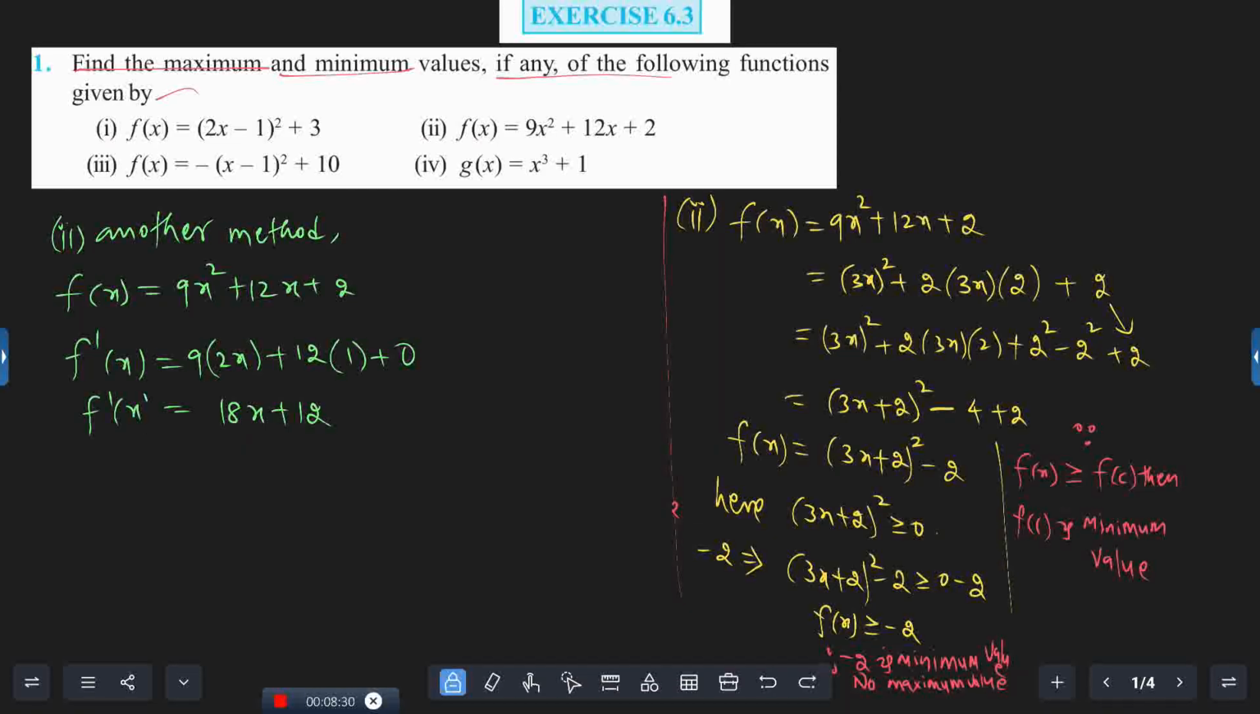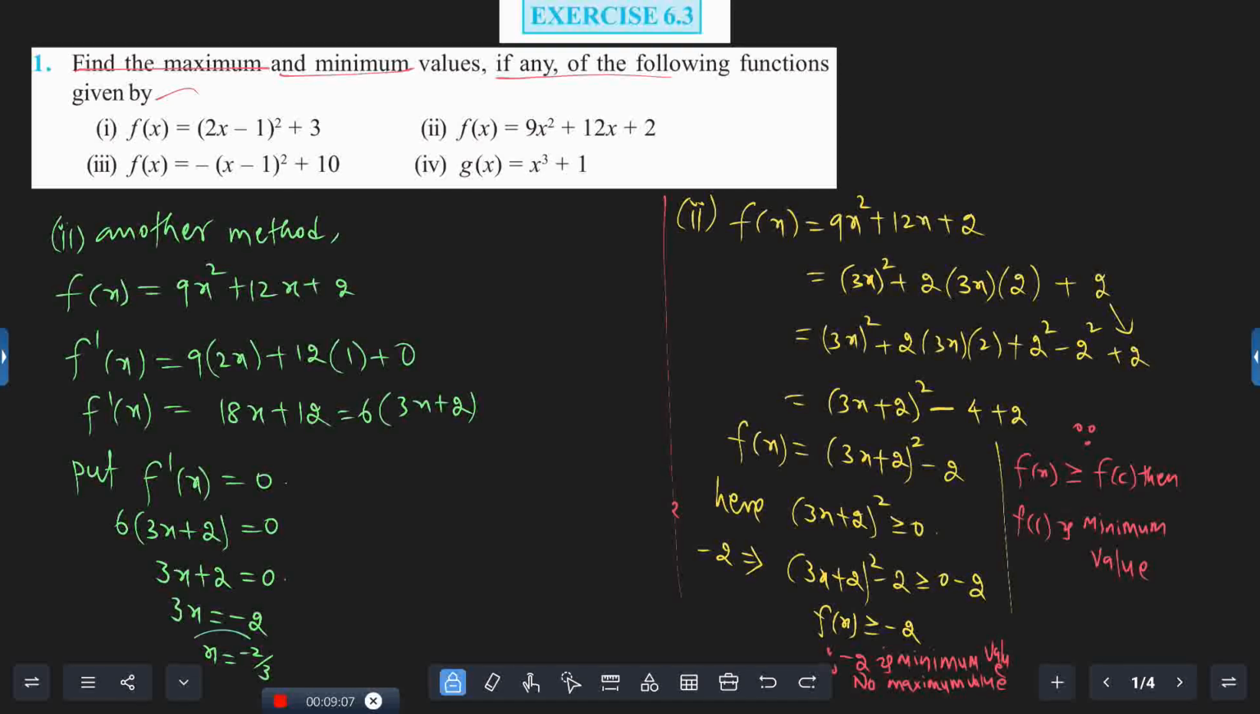To find the x value, we should put f dash of x equal to 0. You can simplify this: taking 6 outside, 3x plus 2. So 6 into (3x plus 2) equals 0. Multiply by 6, when you send it opposite, divide. 0 divided by anything is 0. Then 3x plus 2 is equal to 0. I need the x value, so when you send plus 2 opposite, minus 2. X is equal to minus 2 divided by 3.